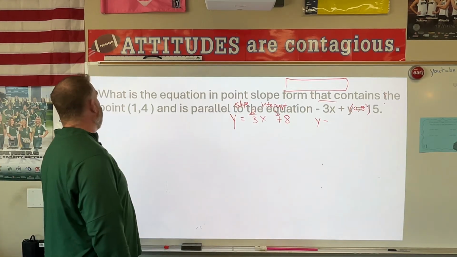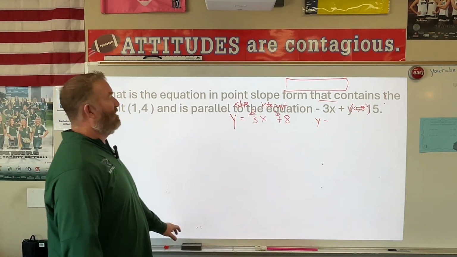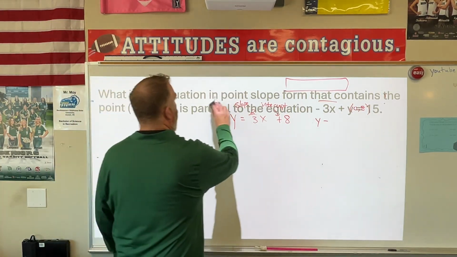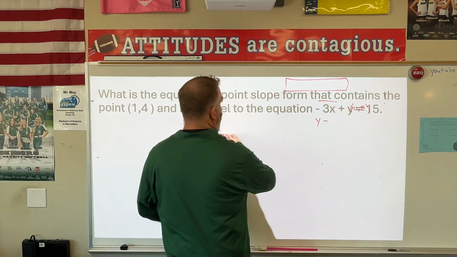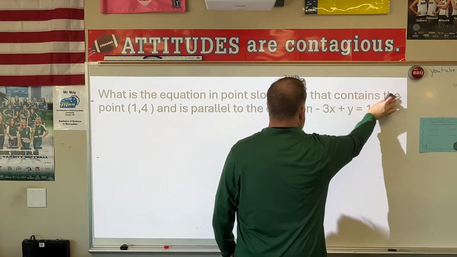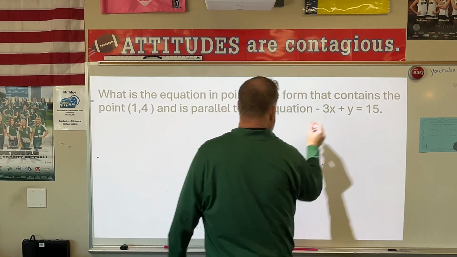I think we're just about done. What is the equation in point slope form that contains that point and is parallel to this equation? They're going to ask you for the answer in point slope form. Okay, what's wrong with this one? What's wrong with this equation?